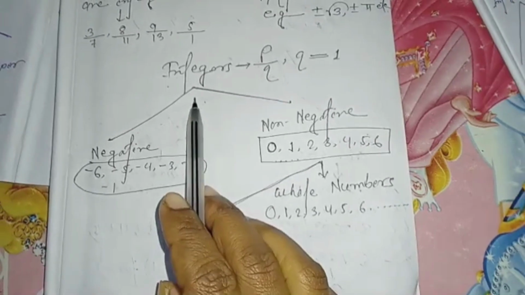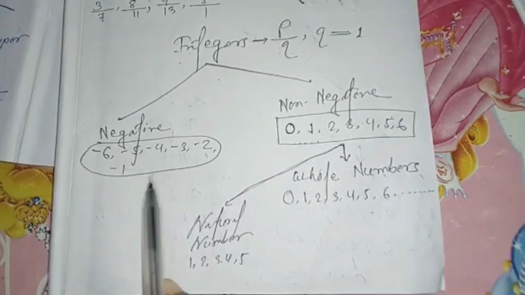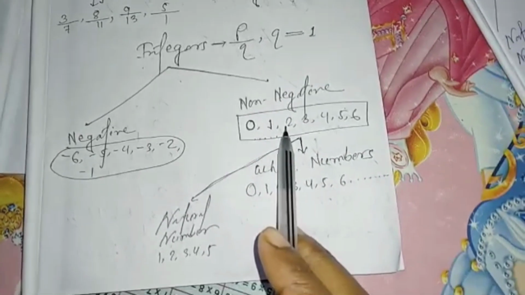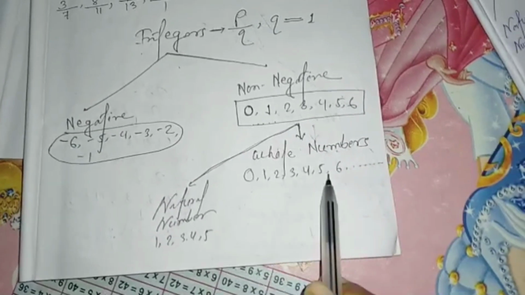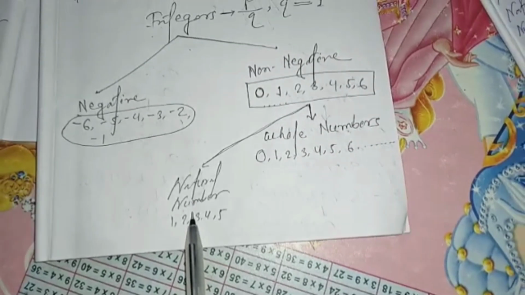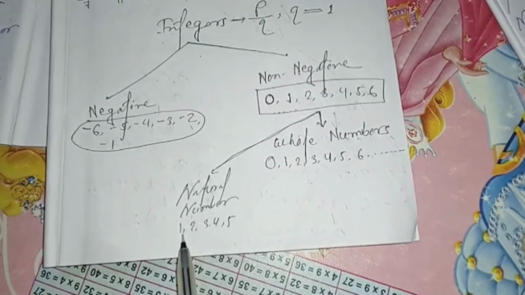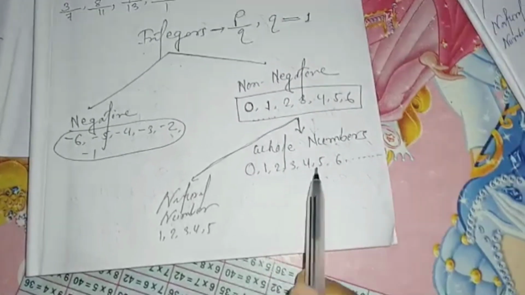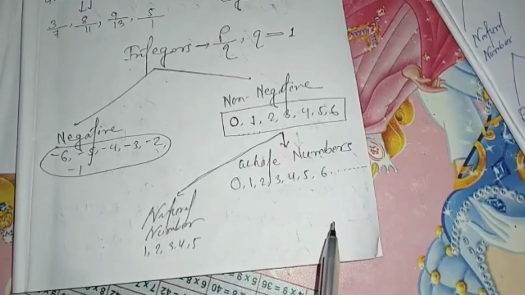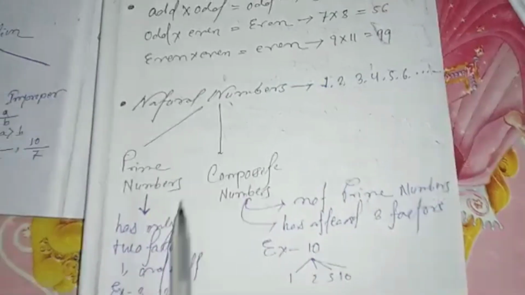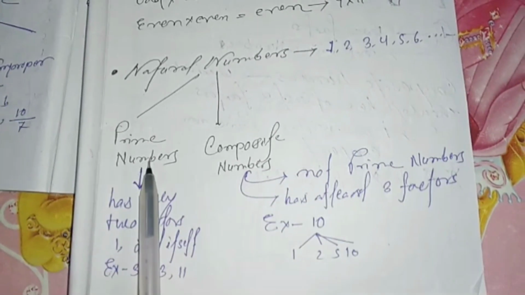So integers can be classified into two divisions, that is negative integers and non-negative integers. Non-negative integers can be classified into natural numbers and whole numbers. What are natural numbers? Natural numbers are all the counting numbers 1 to infinity. And whole numbers are natural numbers including 0. Natural numbers can be classified into two divisions, that is prime numbers and composite numbers.